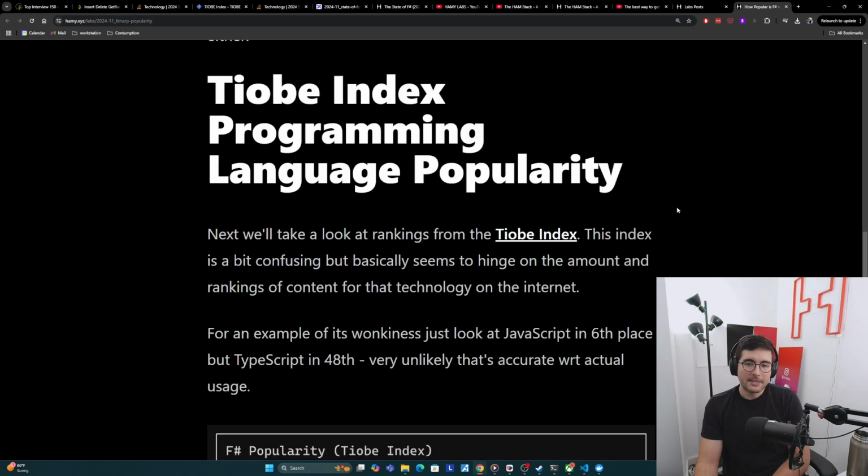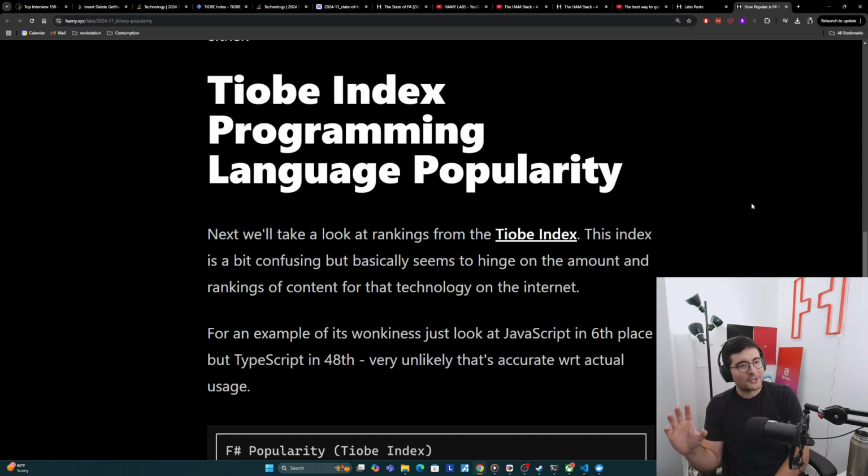All right, so next we're going to be taking a look at rankings from the Tiobe index. Hopefully I'm saying that right. This index is a bit confusing, but basically it seems to hinge on the amount and rankings of content for that technology on the internet. So you can think of this as like a web crawler going around crawling a bunch of stuff, and then it's doing ratings based on, I think, the market share of content that it has.